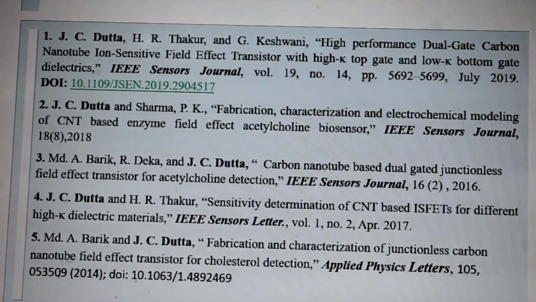And in order that you may acquire more knowledge on the modeling and simulation area, some of our research articles published in well-regarded journals are given here.